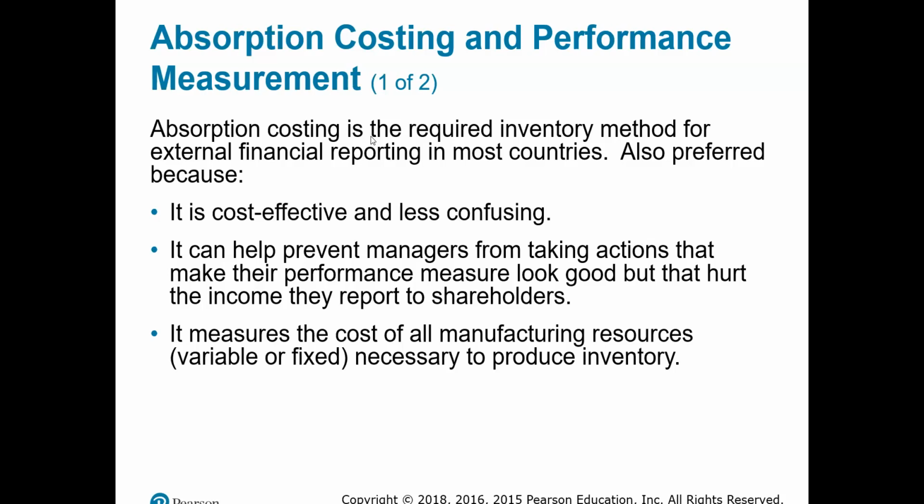Absorption costing is also preferred because it's cost effective and less confusing. We know anything related to manufacturing is part of cost of goods sold, part of the cost per unit made, and then how we can value our ending inventory. It can also help prevent managers from taking actions that make their performance measures look good, but hurt the income that's reported to shareholders. And then another reason is that it measures the cost of all manufacturing resources necessary to produce inventory. So we want to include all the costs of the resources being used to produce inventory. So we want to include all of those costs together.